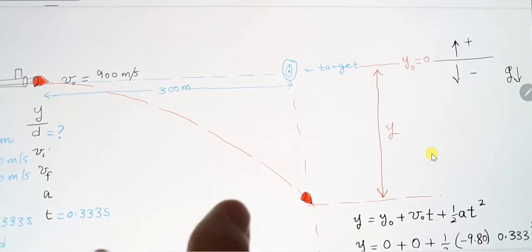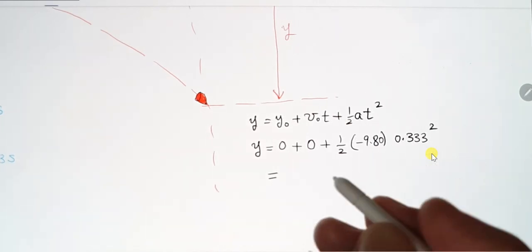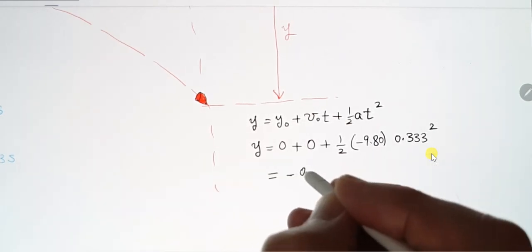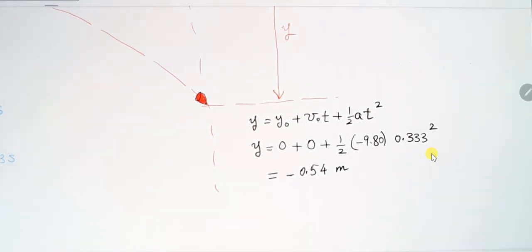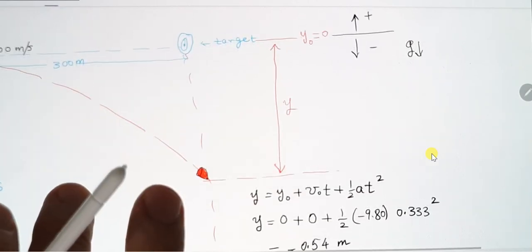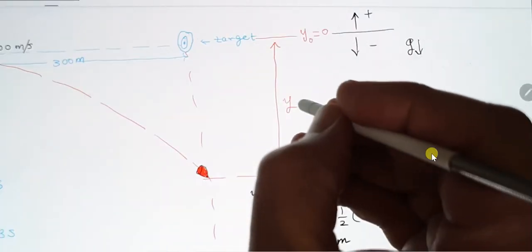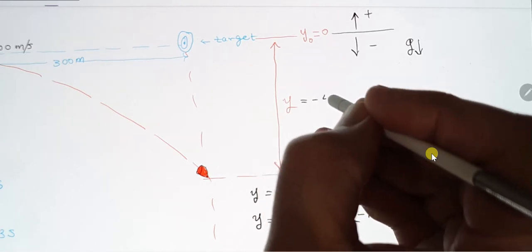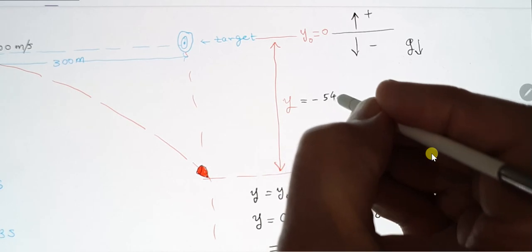Okay. So what's the distance? Yeah, minus 54 of a meter. What's the meaning of minus? That means it's below y node. Below y node, minus 54 centimeter.